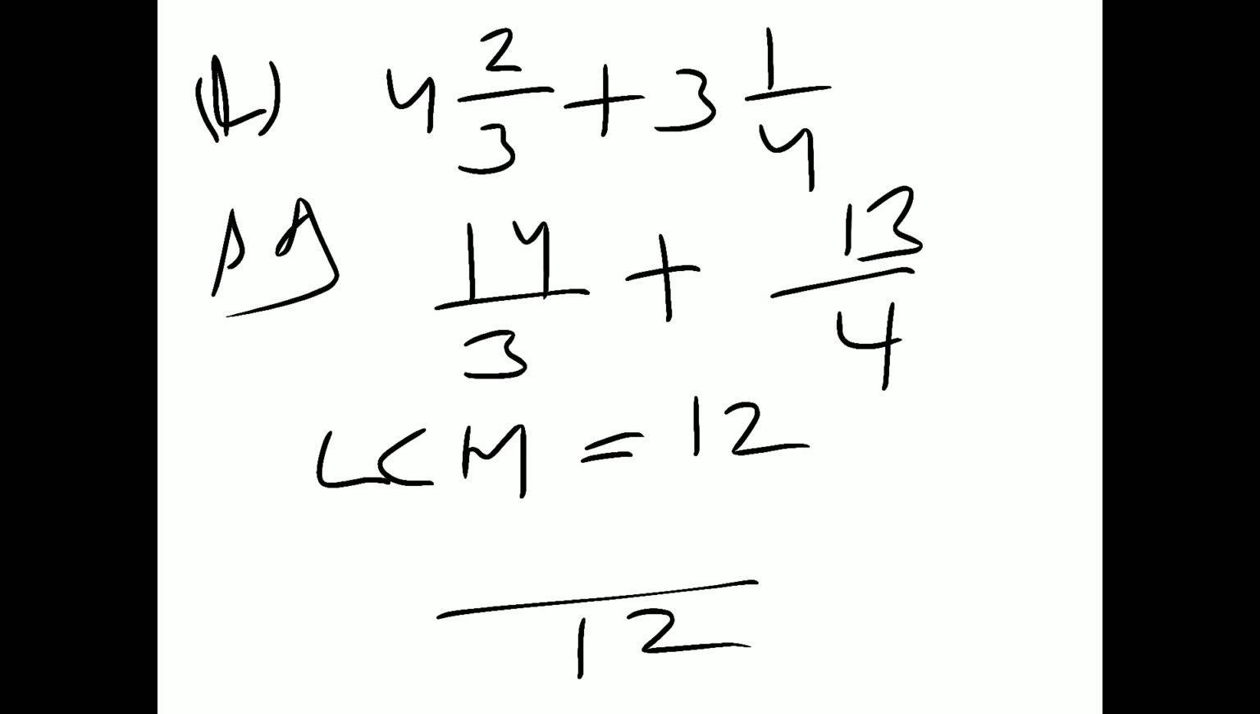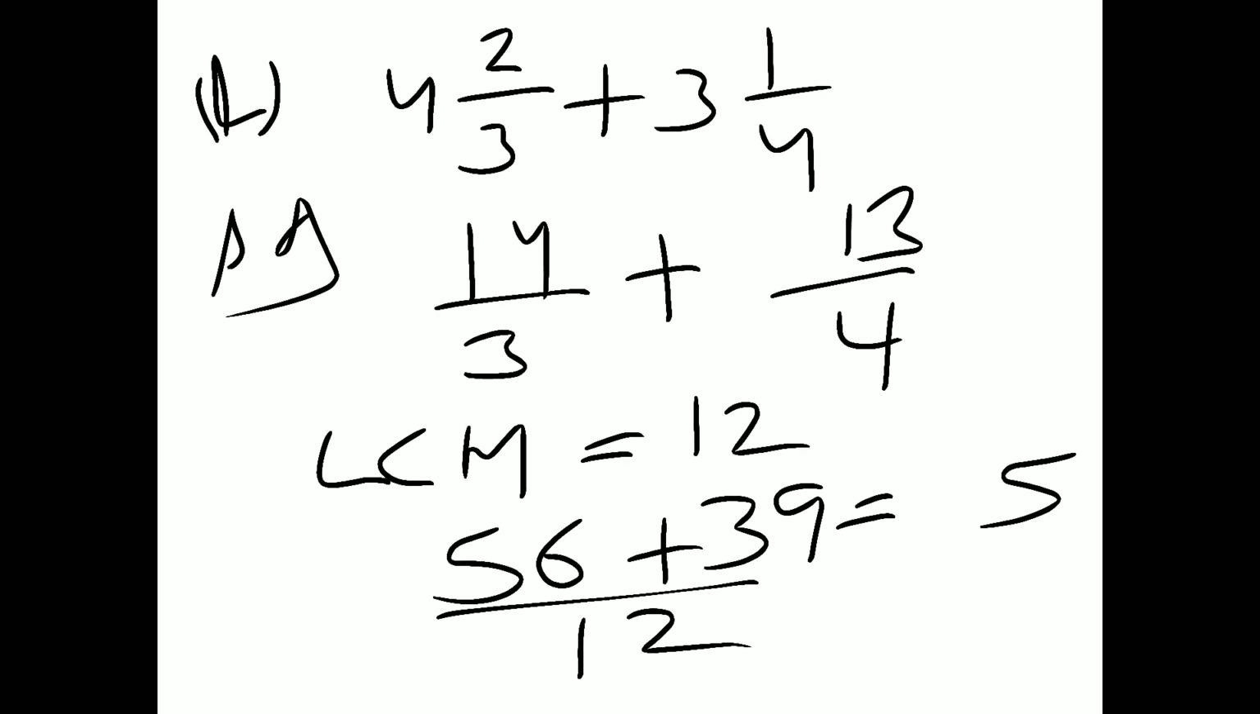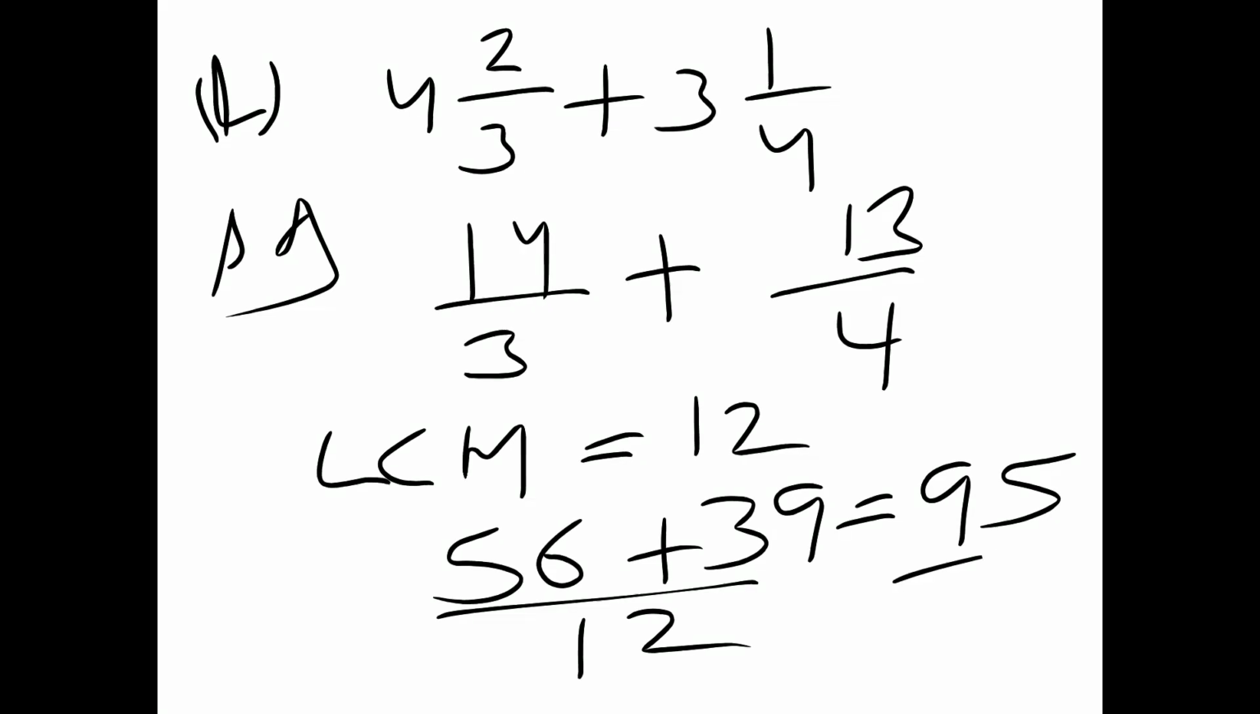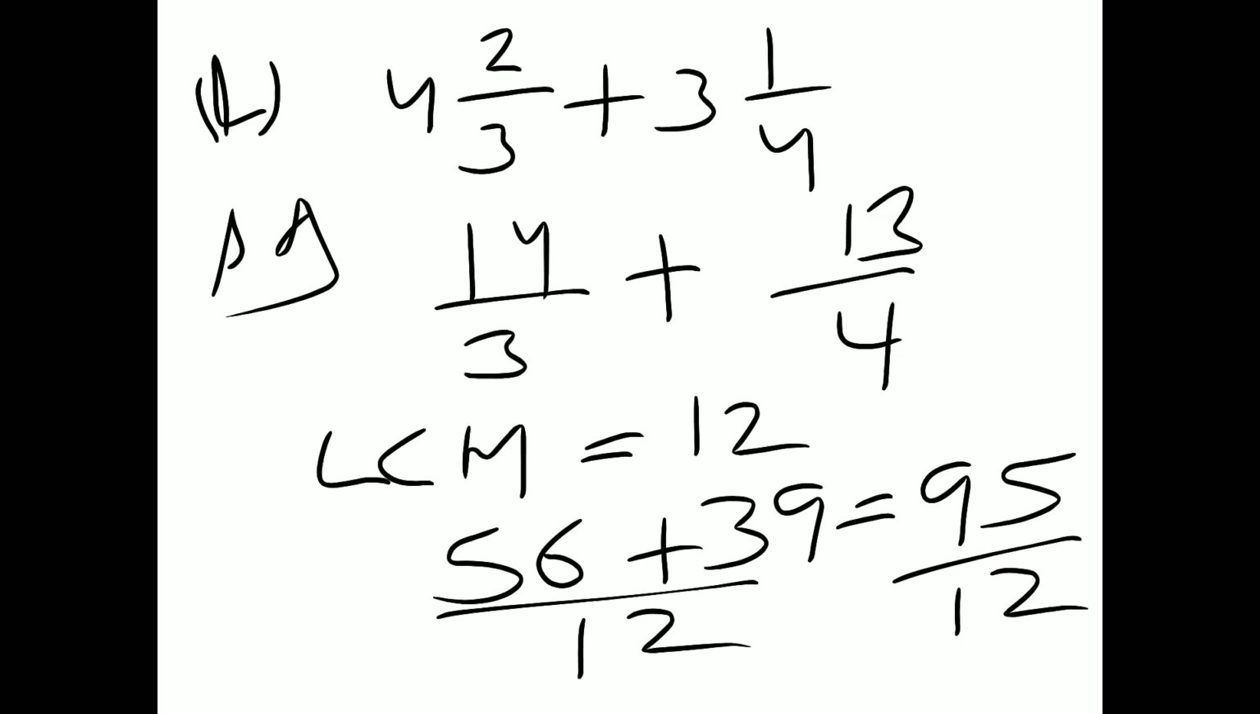3 table 12 comes at 4s, so 4 into 14 is 56, plus 4 table 12 comes at 3s, so 3 into 13... answer is 39. Add them. 9 plus 6 is 15. 5 plus 3 is 8, carry 1. It will be 95 by 12. Clear? Now the rest of the part of question 1 will be your homework. Whichever part I have not done, that is the homework for you.